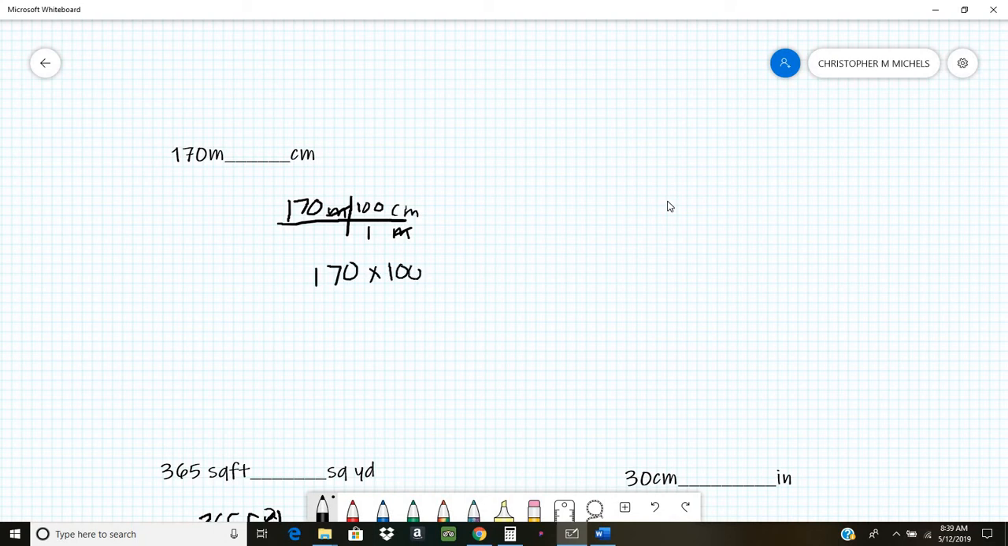170 times 100. Okay, so this one, you shouldn't have to use a calculator on that one. So you just take 17 times 1 is 17, and then I have 1, 2, 3, so you put 3 zeros behind it. And this is centimeters.